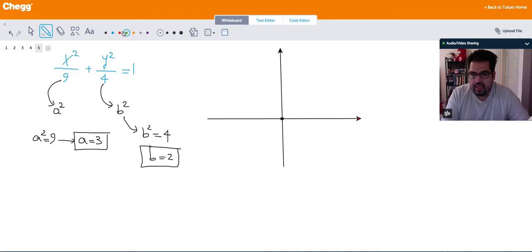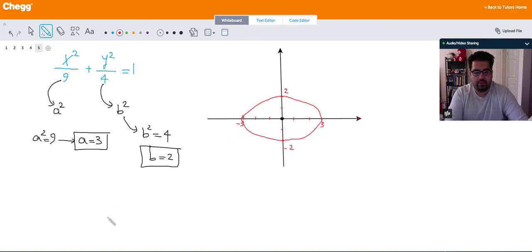So it means that I need to go 3 units to the right and left to get the major axis. So 1, 2, 3, 1, 2, 3. Here is 3, this is negative 3. And I have to go 2 up and down on the vertical axis to get the minor axis. So 2 up and then 2 down. Here is 2, here is negative 2. And then I can just connect these points together and I would get my ellipse.